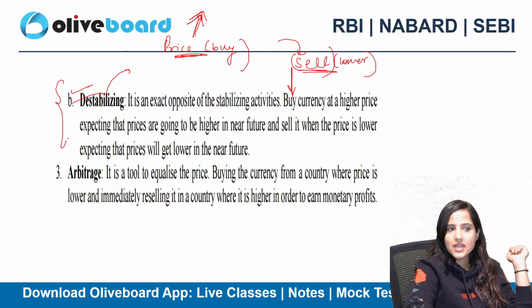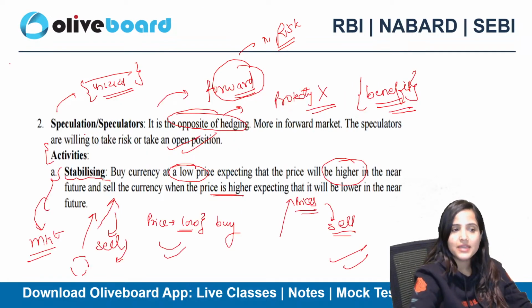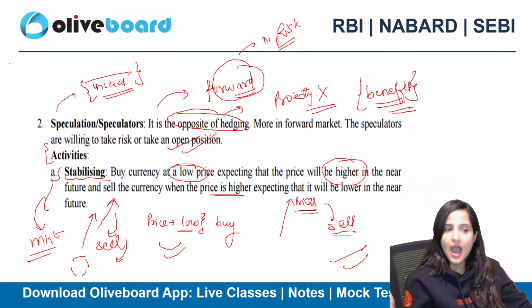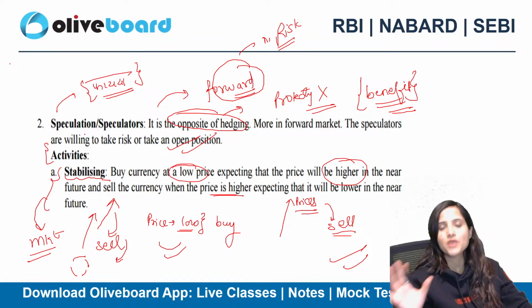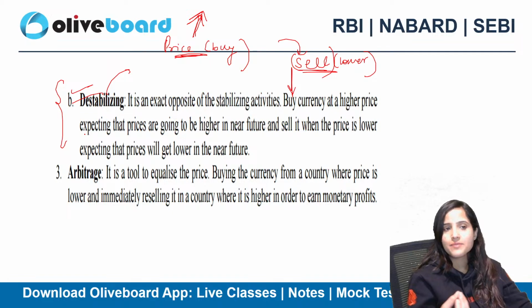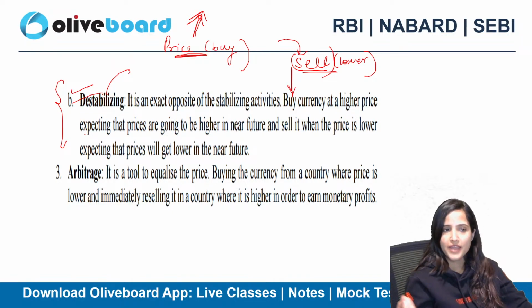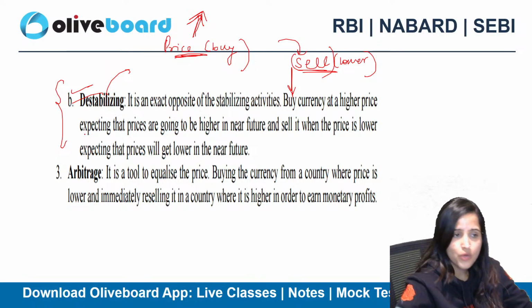Alright. So this is another type, a part of speculation. So when you are buying at a lower price but selling at a higher price, that is a stabilizing speculative activity. But when you are buying it at a higher price and selling it at a lower price, that is a destabilizing activity. Okay.